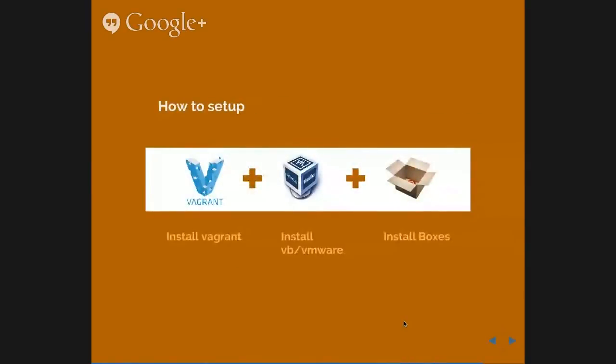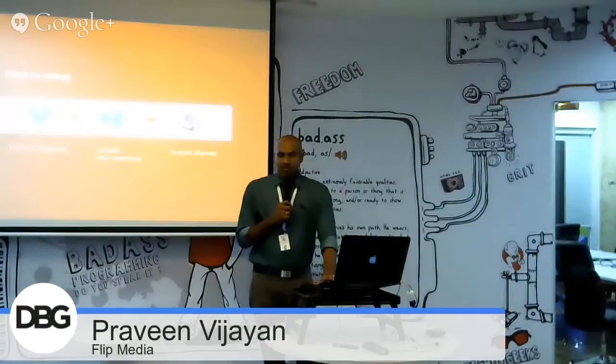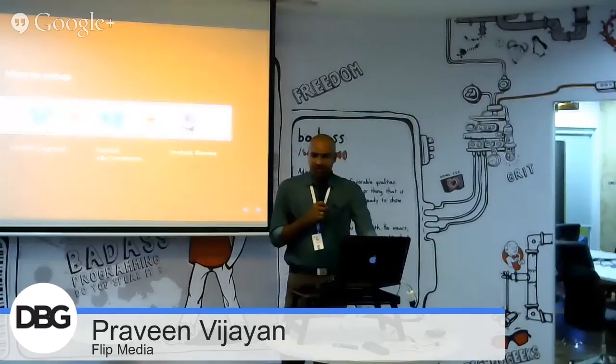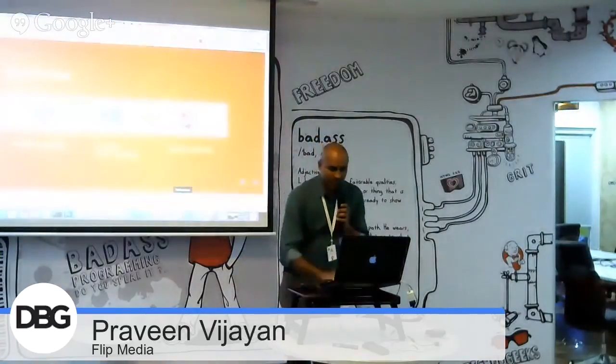So basically, Vagrant is a virtual machine. We can use VMware or VirtualBox. Once Vagrant is installed on our machine, we also have to install VMware or VirtualBox, and install these boxes. These boxes are available in their cloud.